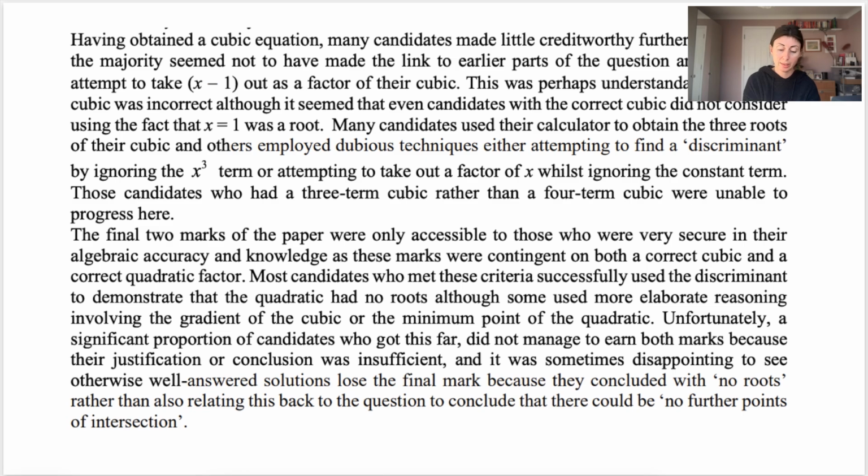This was perhaps understandable when the cubic was incorrect. So yes, if the cubic is incorrect, you won't be able to fully factorize it. The final 2 marks were only accessible to those who were very secure in their algebraic accuracy and knowledge, as these marks were contingent on both a correct cubic and a correct quadratic factor.